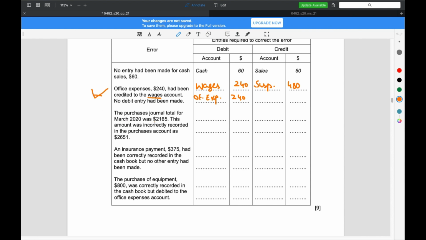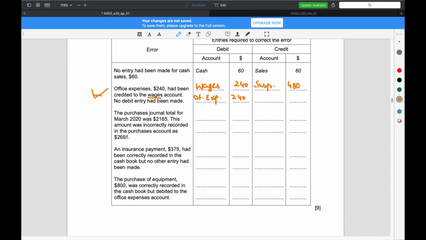All right. The purchases journal for March 2020 was 2165. This amount was incorrectly recorded in the purchases journal account as 2651. So this means that the purchases have been overstated, right? And the difference is going to be the difference between 2651 and 2165, which is $486.